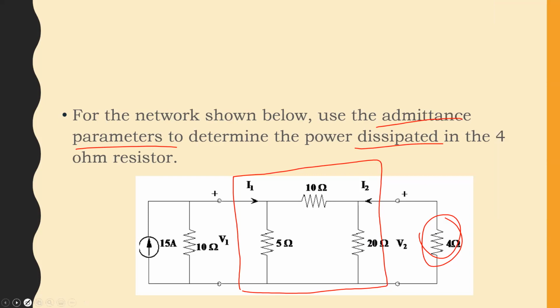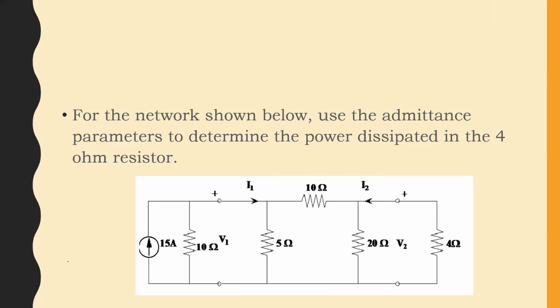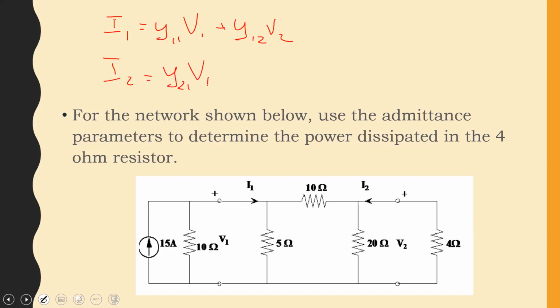So let's see how we go about doing that. So I'm going to write my equation again. So the equations, I1 is equal to Y11 V1 plus Y12 V2, and I2 is equal to Y21 V1 plus Y22 V2. All right, so we always start with our equations. That's my equation 1, that's my equation 2.